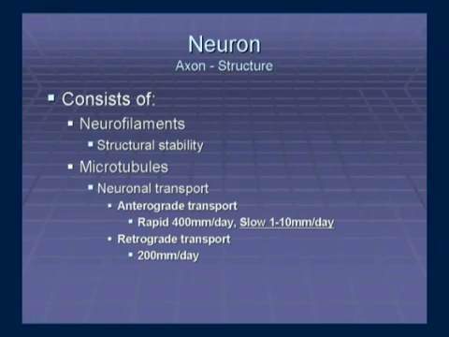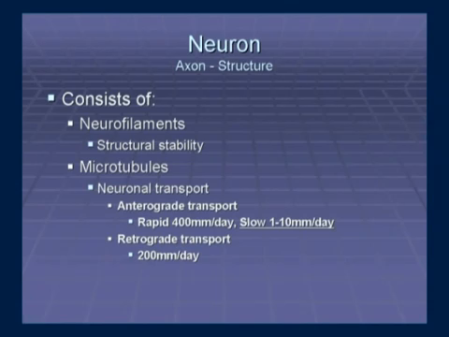The neurofilaments basically give the structural stability to the cell so it doesn't collapse. The microtubules are important in transport. There are two types of transport, an anterograde transport and a retrograde transport. Anterograde means it's made in the cell body and then it transfers down the axon to the synapse. Retrograde is the literal opposite. It's down near the end of the axon and it transfers back to the cell body.